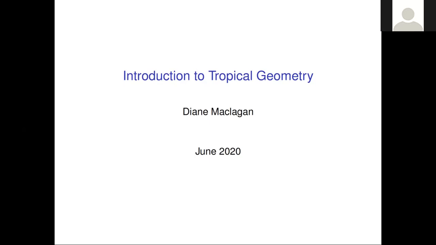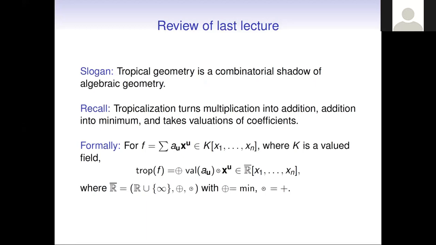So let me start by reviewing the lecture from last time. The slogan of the lecture last time, you'll remember, is tropical geometry is a combinatorial shadow of algebraic geometry. Last time we focused more on the shadow part, that was the fact that the tropical variety is the image under the valuation of an actual variety. And I'll remind you about that on the next slide. Today we're going to focus more on the combinatorial part. So we're going to see that this shadow has a lot of combinatorial structure.